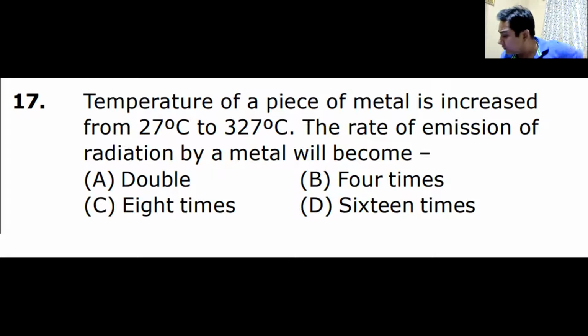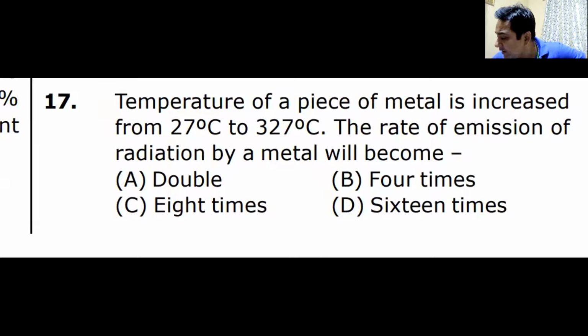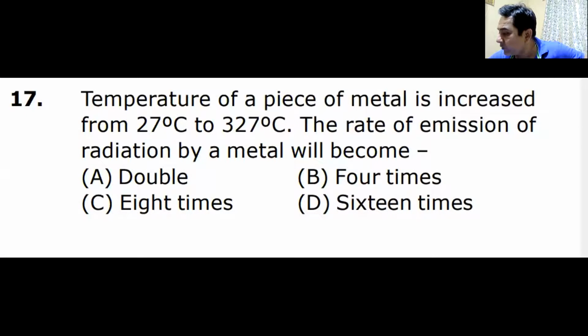The initial temperature is 27 degrees Celsius, so this becomes 300 Kelvin. Yes or no? The initial temperature is 300 Kelvin. The final temperature is 600 Kelvin. The temperature becomes 2 times. If the temperature becomes 2 times, it is 2 raised to the power 4. So the rate of emission will become 16 times. Do we understand this?